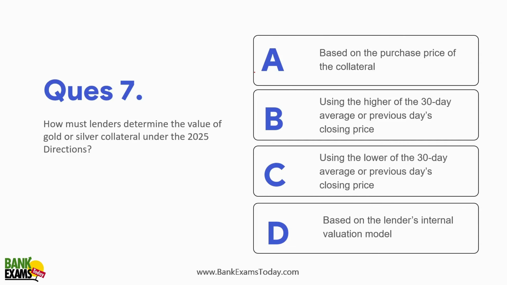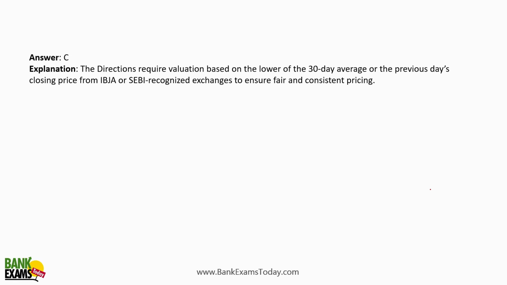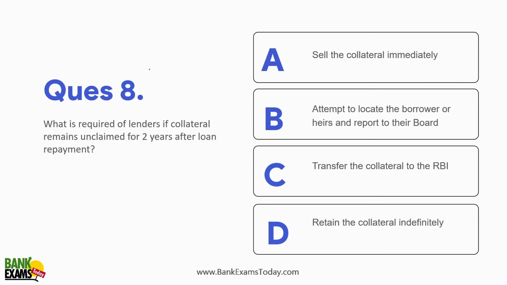How must lenders determine the value of gold or silver collateral under 2025 directions? Using the lower of the 30-day average or the previous day's closing price. Whichever of the two is lower, that is what will be used. The price source is IBJA or SEBI-recognized exchanges. You can choose either of these.